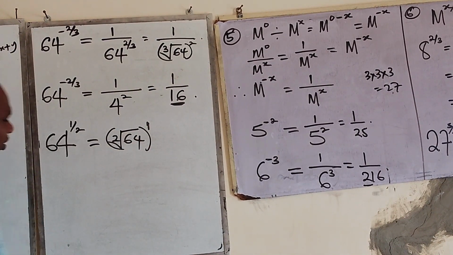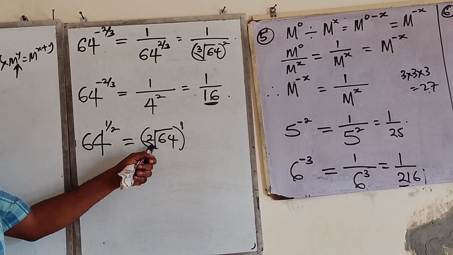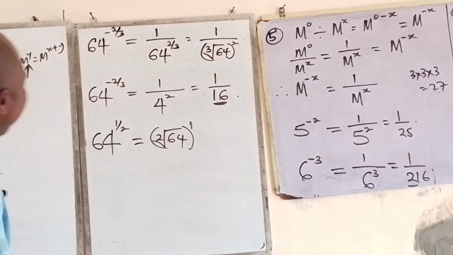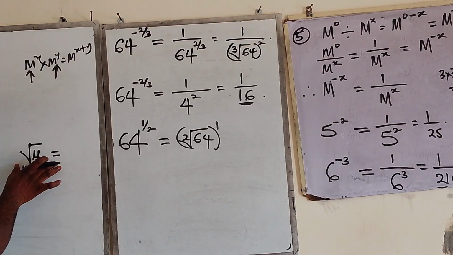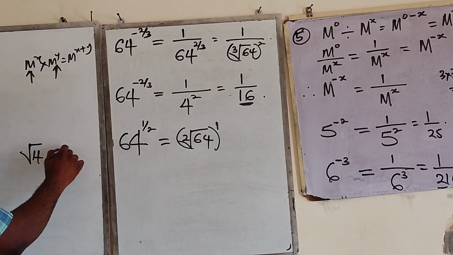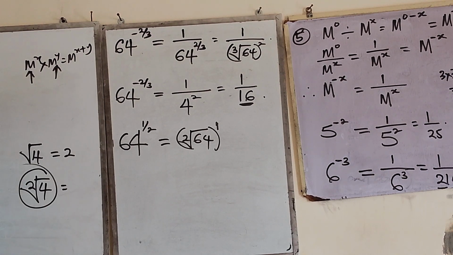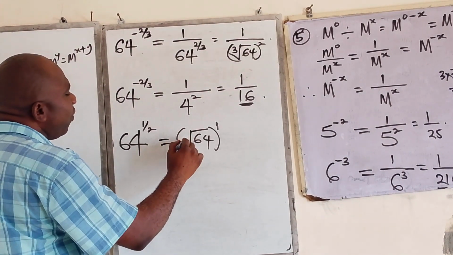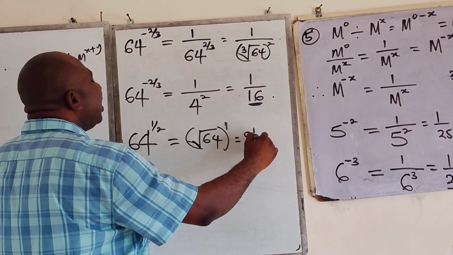But let me state this: because the value here is 2, putting 2 here is tautology, it is repetition. Just like the square root of 4 is a number that will multiply itself 2 times to give you 4, which is 2. So putting the 2 root of 4 is repetition, and there is no point putting 2 there. So you can just leave it as the square root of 64 all power 1, which will give us 8 power 1, and that is 8.